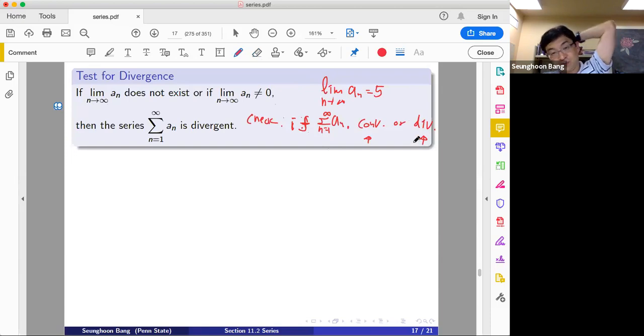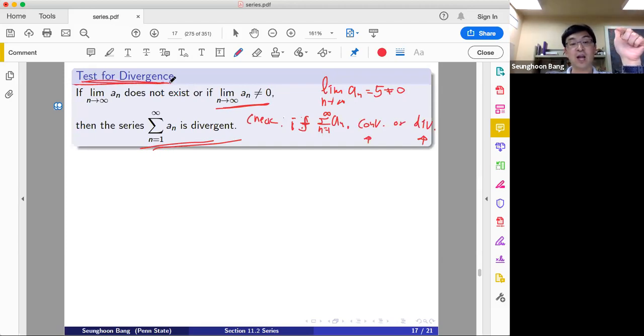Divergent? Yep, you're right. Because here, the limit of an is not equal to 0. 5 is not equal to 0. What's the conclusion? The series is always divergent. We call this the test for divergence. So the answer is yes, divergent. This is the whole idea.